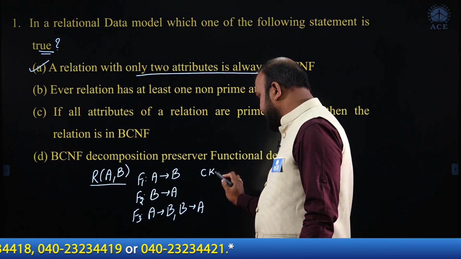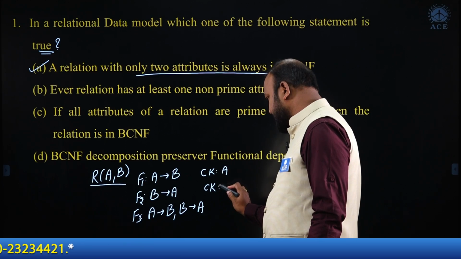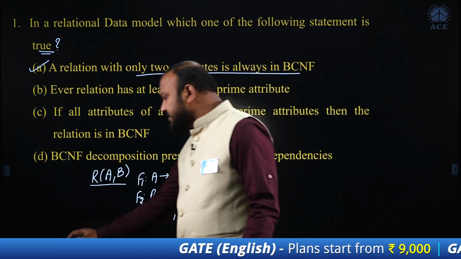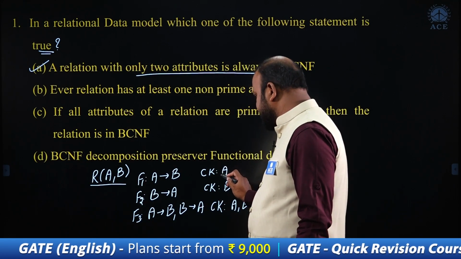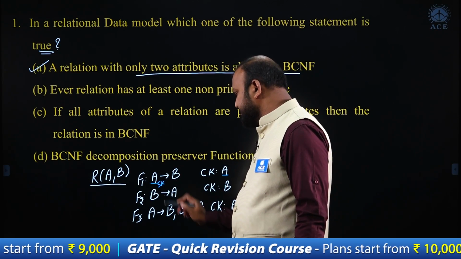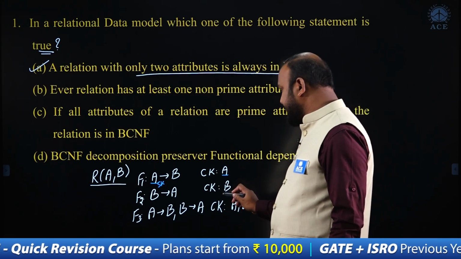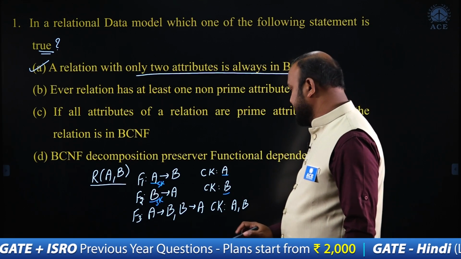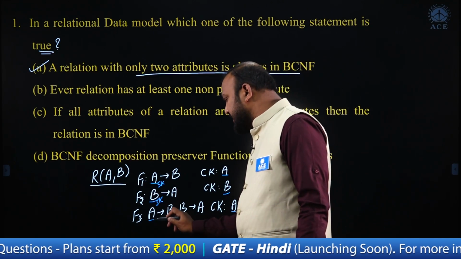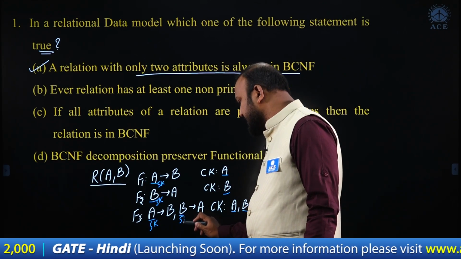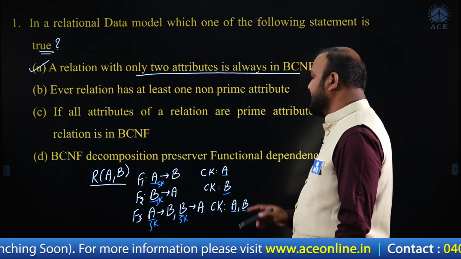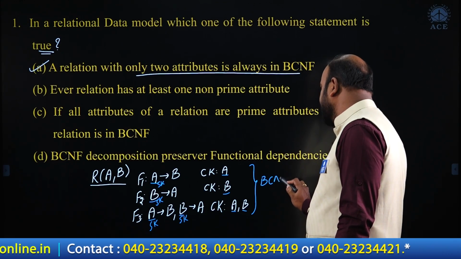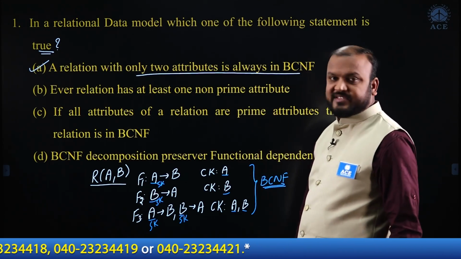In the first case, what is the key? A. In the second case, what is the key? B. In the third case, what is the key? Both A and B. Because in the first case the key is A, the left hand side is a super key, so we can call it BCNF. In the second case, B is a key, so the left hand side is a super key, and we can call it BCNF. In the third case the keys are A and B, and both left hand sides of the dependencies are super keys, so the relation is in BCNF. It means in all the possibilities, a relation with 2 attributes is always in BCNF. So it is a true statement.